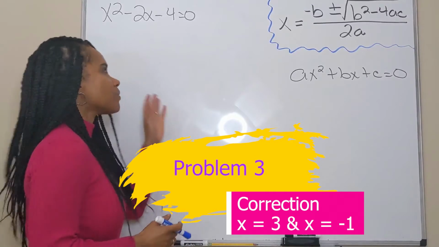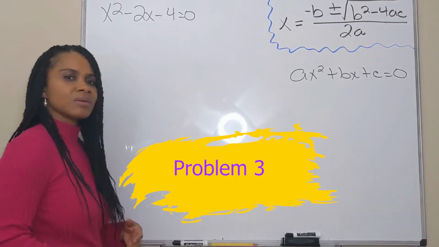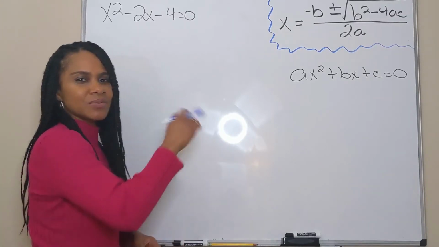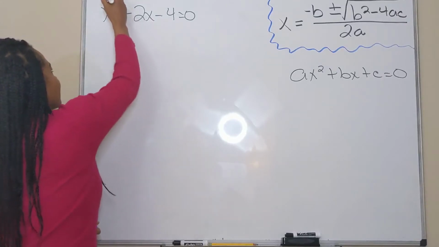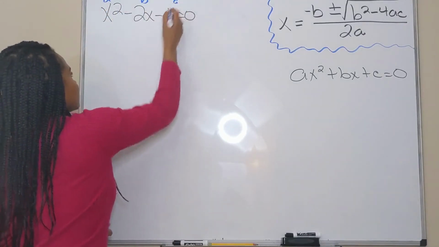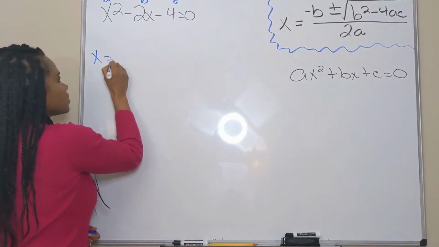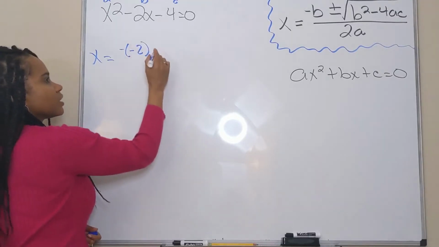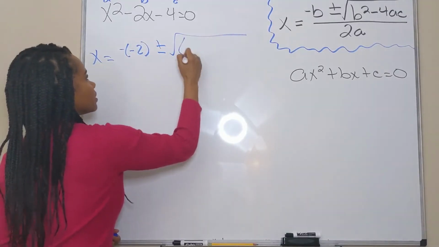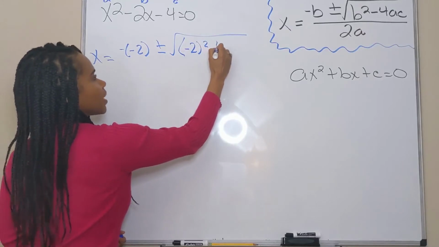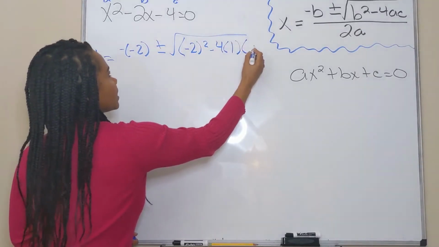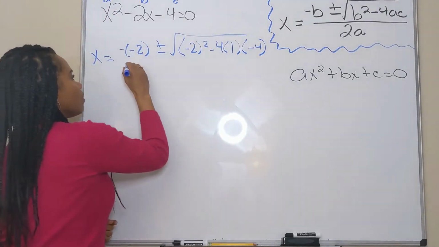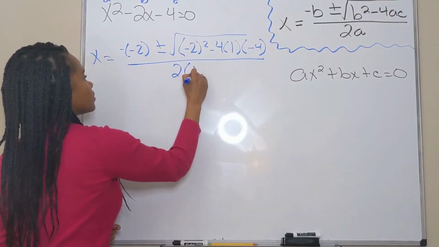All right, so let's try this problem here. Now with our solutions, it's not just going to be a fraction or a basic whole number. So our answer will be a little different. So let's see what happens. So again, A, B, and C. Plugging it in. X is equal to negative B. So plug in that negative 2 there. Plus or minus B squared. Negative 2 squared minus 4. My A is 1 and C is negative 4. Remember, no coefficient is a 1. All over 2 times 1.